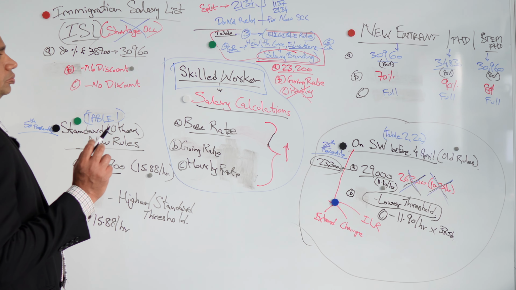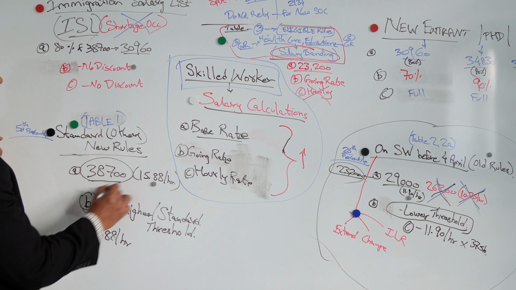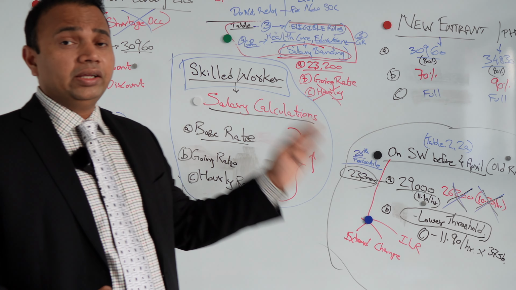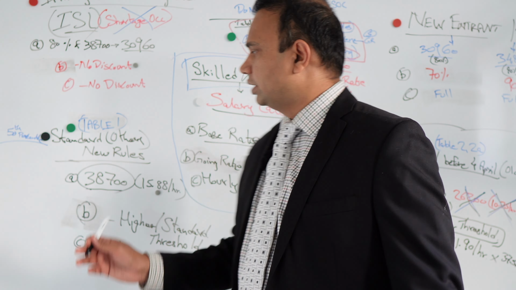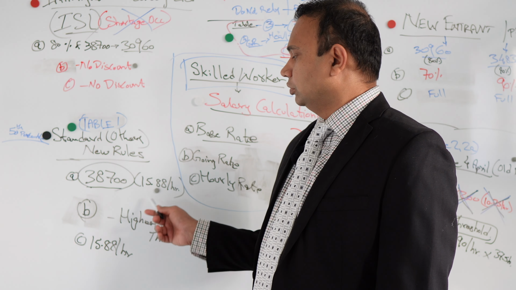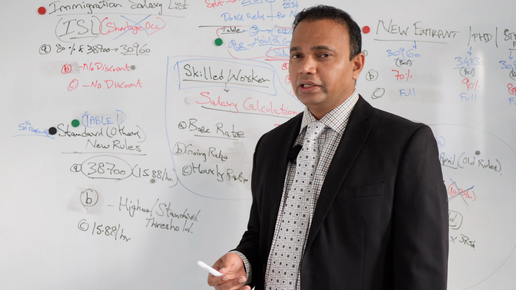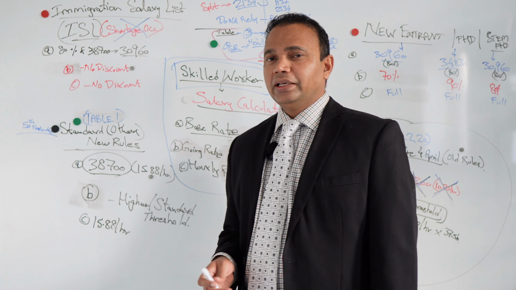Okay, so coming to, I will compare the standard rate. So the current standard is 38,700. Let's say you don't fall into any of the discount categories, then the current standard is 38,700. You should be paid 15.88 per hour into the number of hours you are working. Same 15.88 into, let's say you're working 48 hours, into 48 into 52.